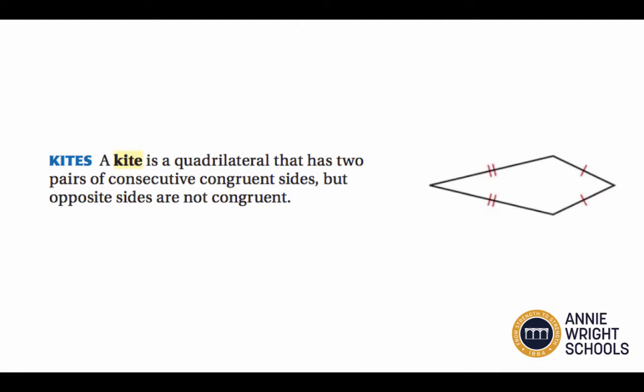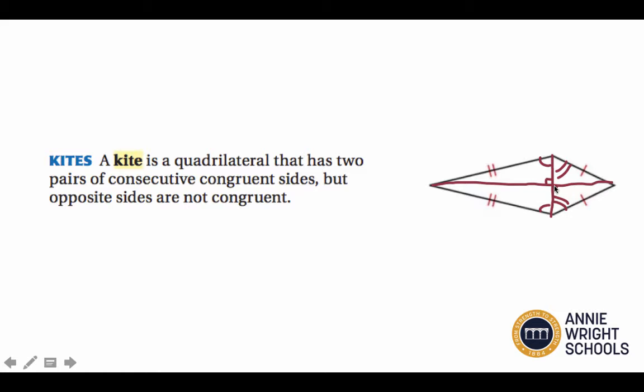A kite is a quadrilateral with two pairs of consecutive sides that are congruent, but the opposite sides are not congruent. What I like about this is it's easy to draw a diagonal here and get two isosceles triangles. So I know this angle is the same as this, and I know this angle is the same as that, and then I can prove all sorts of things. If I draw this other diagonal in here, it wouldn't be hard for me to prove that we have perpendicular diagonals here, that the diagonals of a kite are always perpendicular. Couple ways to prove that.